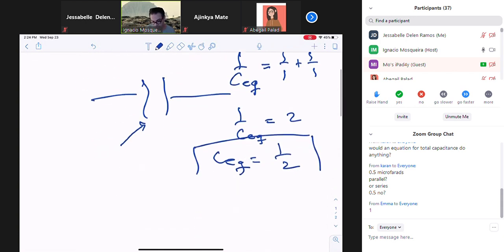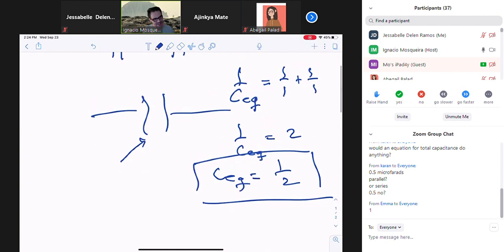I'm just spelling out how he got that. Emma, yeah, okay. It's 1/2. Let me use the other formula I wrote.